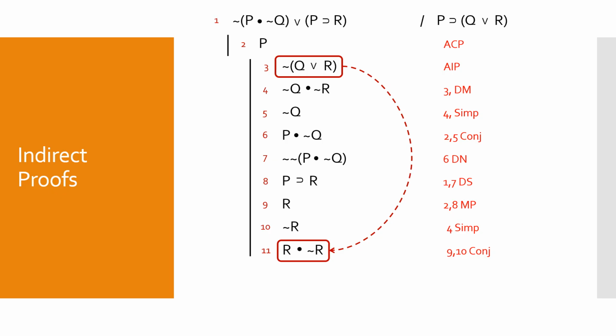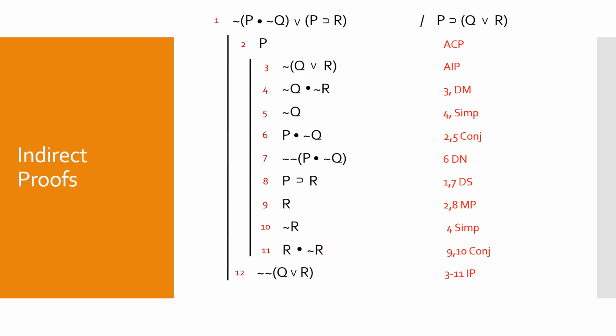And the basic assumption here is the negation of that particular statement, Q or R. And if that leads us to an absurdity, then that allows us to conclude that this negation simply cannot be true. And so I can now conclude, based on lines 3 through 11 using an indirect proof, that it is not the case that not Q or R is true. And so I can now discharge that statement from the indirect proof.